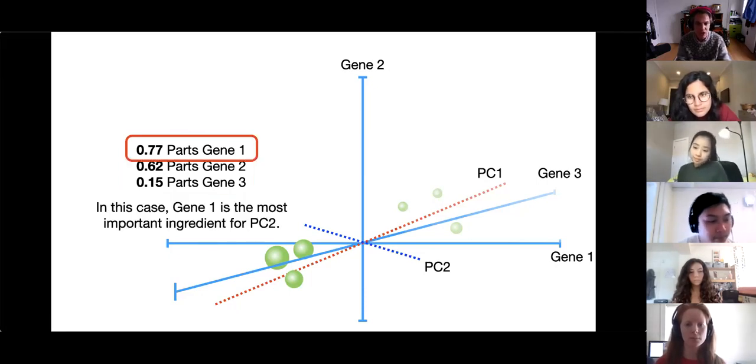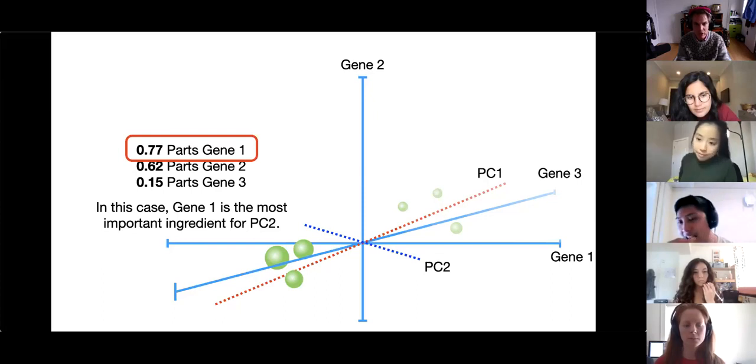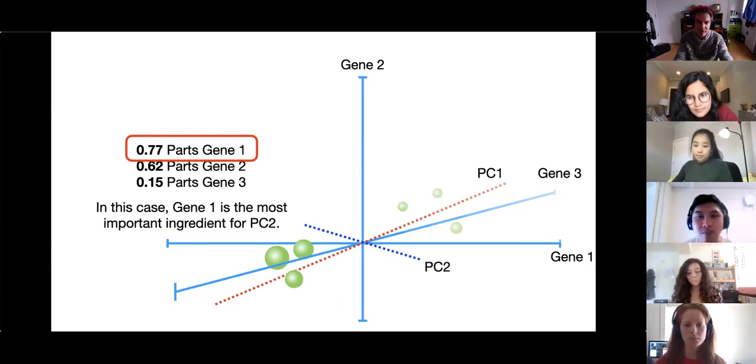In this case, gene 1 is the most important ingredient for PC2. So the data in this case are now spread along gene 1.